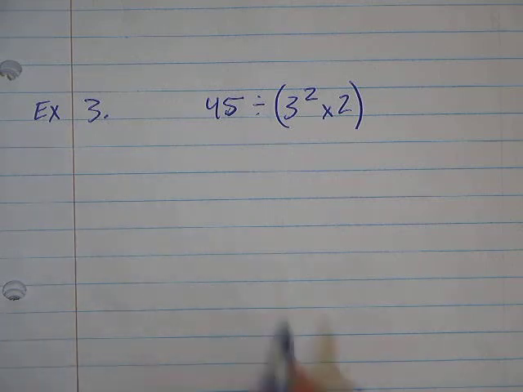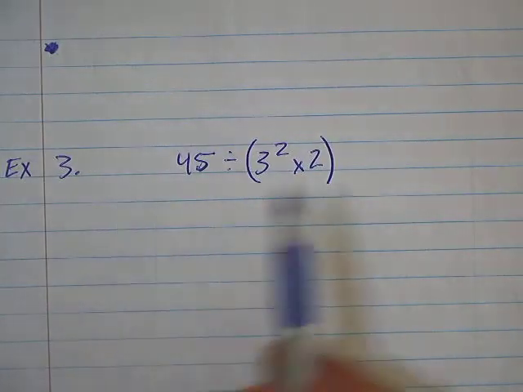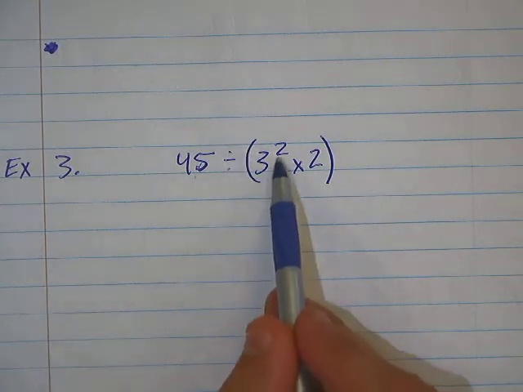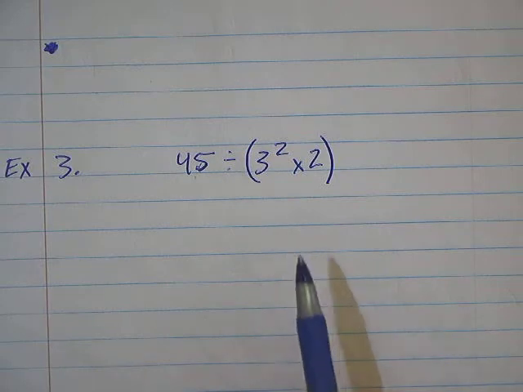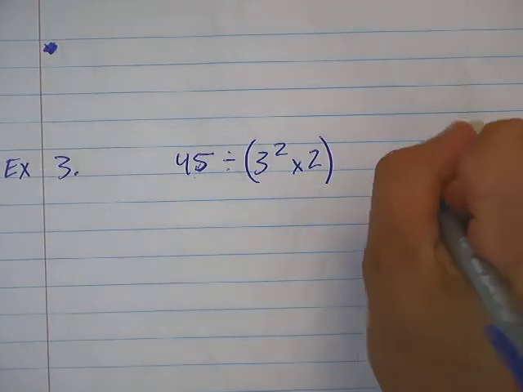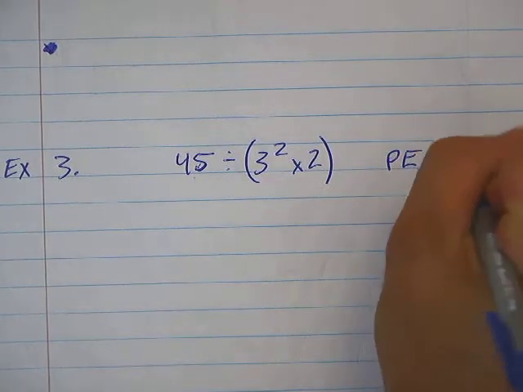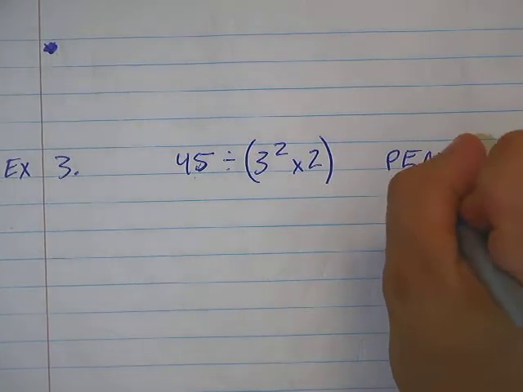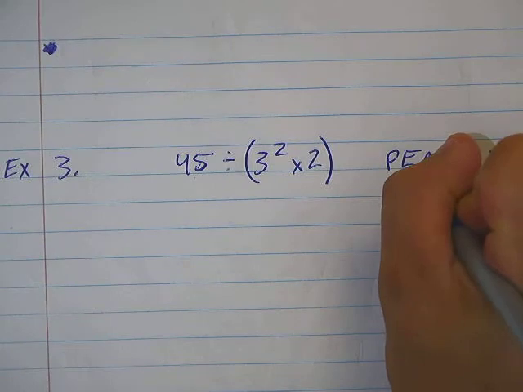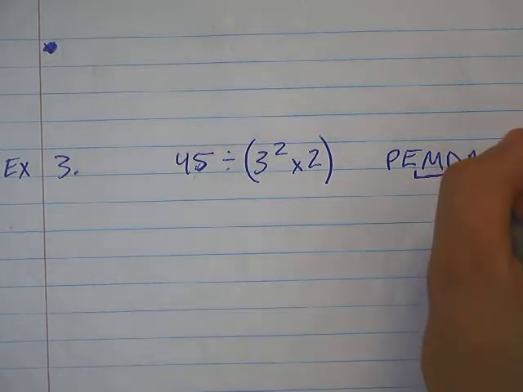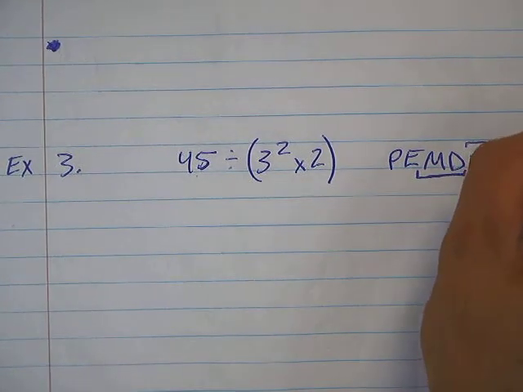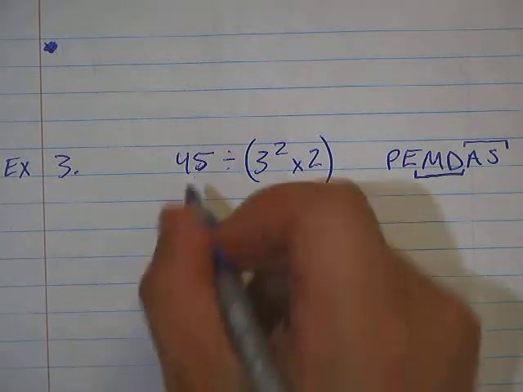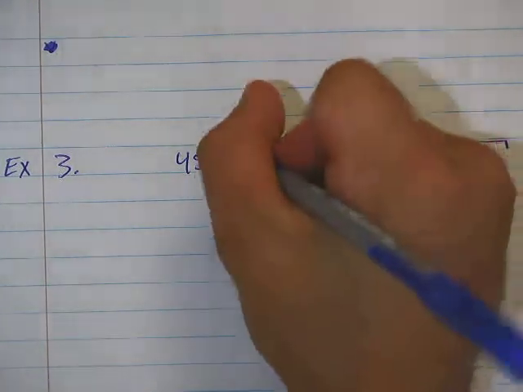All right, so the last example, number 3, we have 45 divided by parentheses 3 squared times 2. So, just like we start every problem, write off PEMDAS to the side. Now I don't always have to draw a circle, but I'm going to group together multiplication and division, and I'm going to group together addition and subtraction.